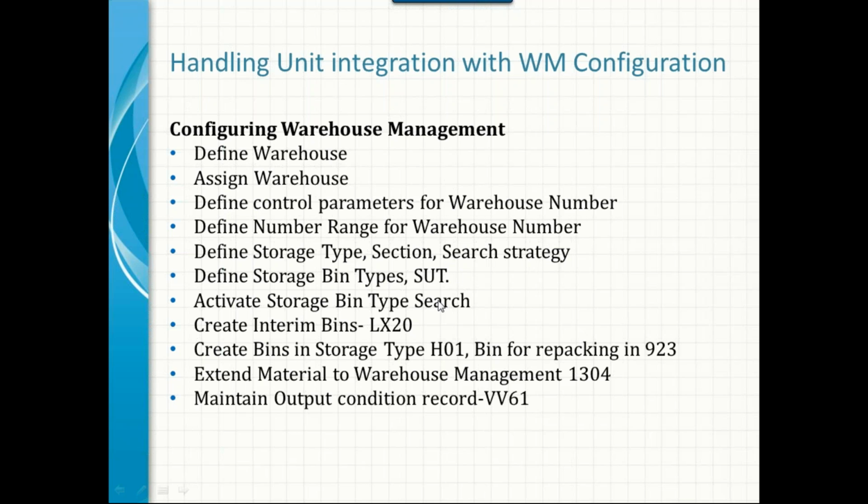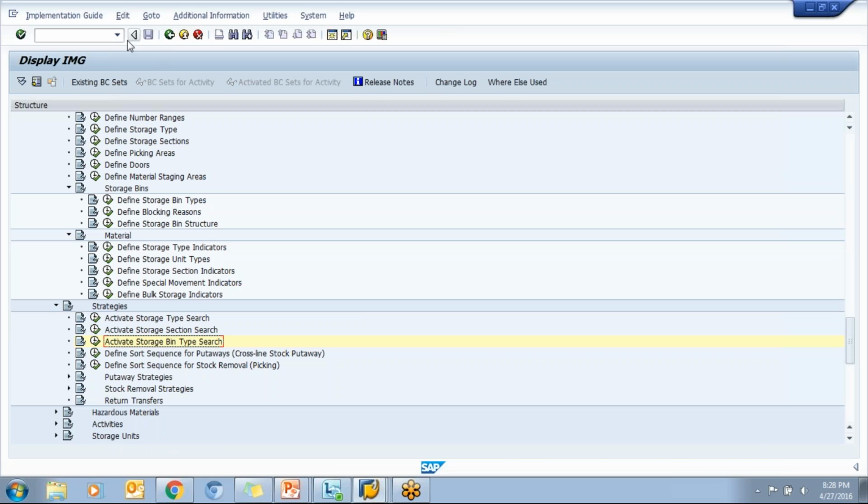So now we need to maintain certain master data like interim bins, and we also need to create the storage bin types in H01 and one bin for repacking 923. We will see that during the handling unit management. So now I will check whether the interim bins have been created or not, and we will also see the storage type bins in this particular storage type, and then we will see the material master maintenance, and also the maintain output condition records. So let's go with it.